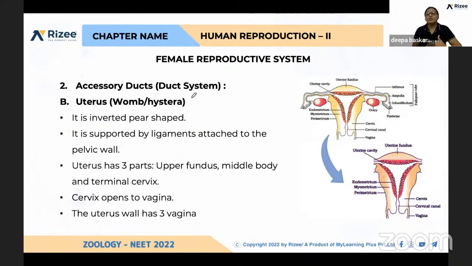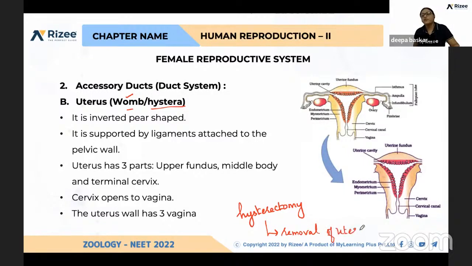Next, let us come to the second accessory duct, that is the uterus. The uterus is otherwise called the womb. One more term is hystera. Removal of the uterus is called hysterectomy. So again, for reasons like cancerous growth or some other complications or infections, doctors will advise us to remove our uterus. That is called hysterectomy.